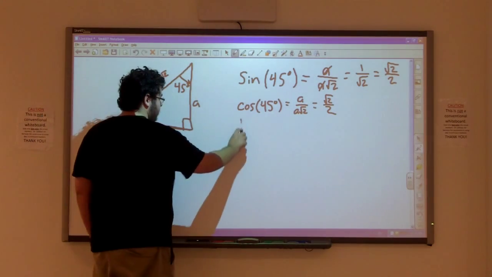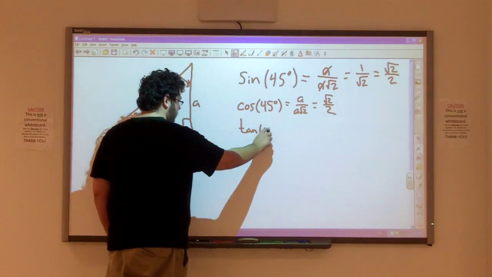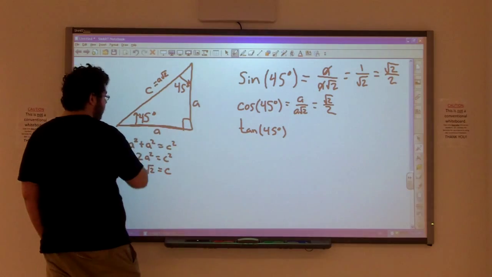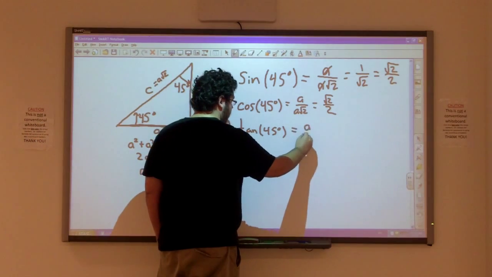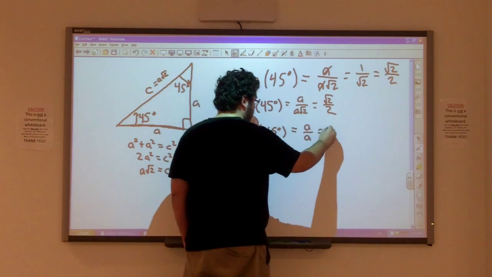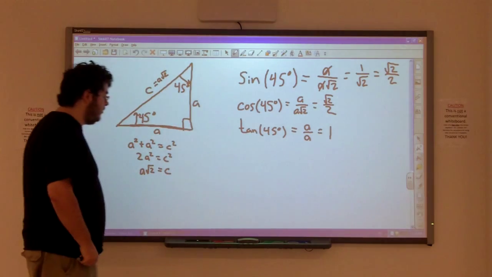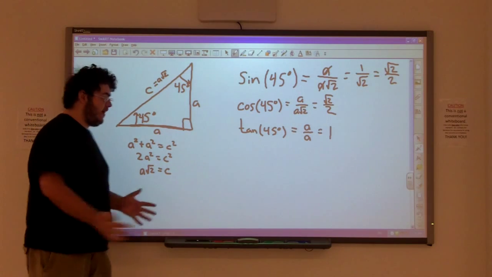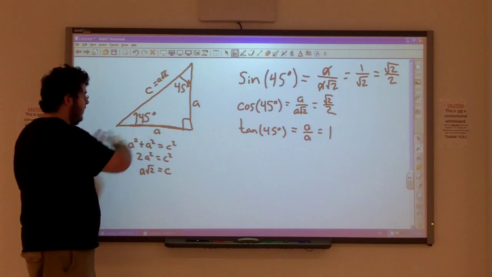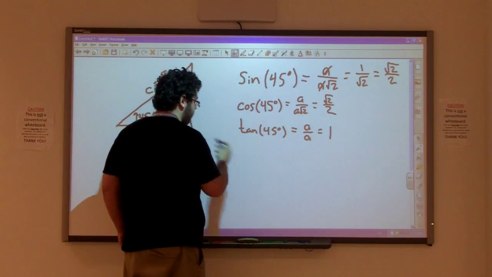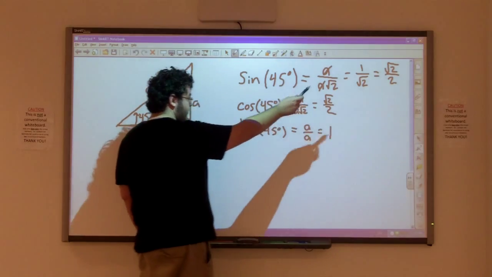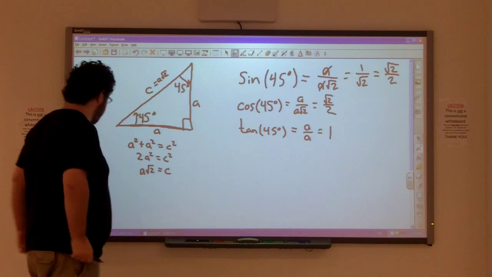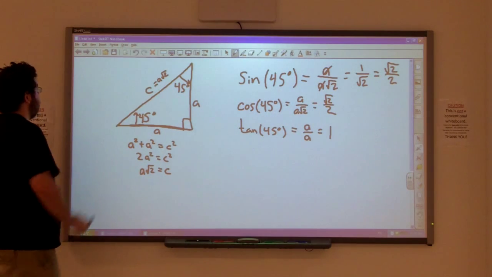So the tangent, we have this length divided by that length. So we just have a over a. That's 1. So for any 45-degree angle, regardless of how big it is, it could be 5 miles long, it could be a millimeter long this way. It doesn't matter. For a 45-degree triangle, these are always true. The ratio of their sides will always be square root of 2 over 2, square root of 2 over 2, and 1.